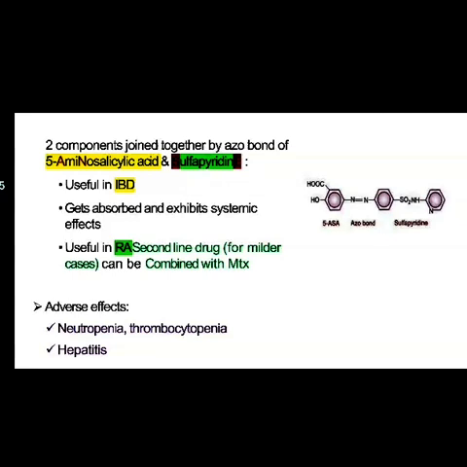So generally these amino salicylic acids we are discussing, A and A, their absorption is nil, whereas S and E, which is highlighted in red color, are responsible for the systemic effect. So that's why this combination is useful for treatment of rheumatoid arthritis, and this is useful as a second line agent for milder cases. It can also be combined with methotrexate.